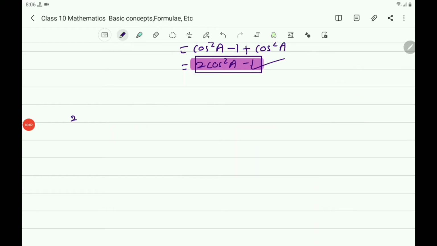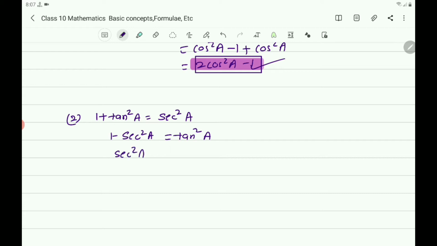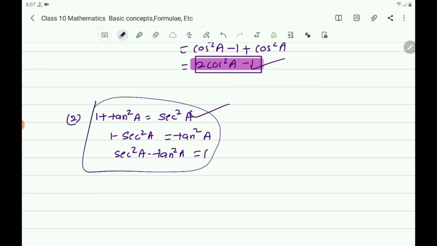I will take the second identity. What is that? 1 plus tan square A equals secant square A. So this can be converted as, you can know that 1 minus secant square A is equal to minus tan square A, or secant square A minus tan square A equals 1. So that is depending upon this one. Here all these are true.